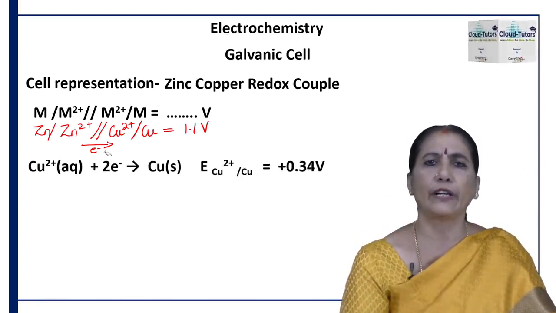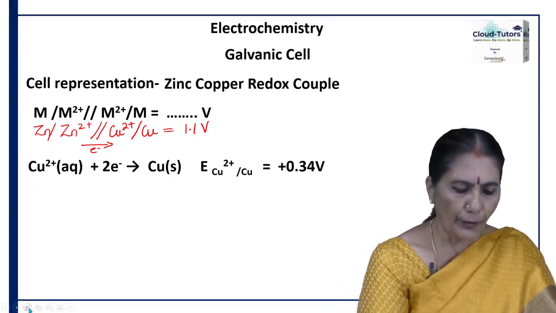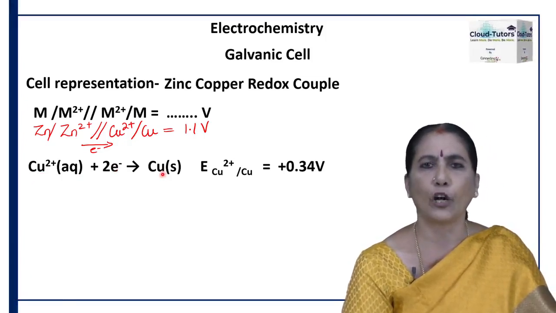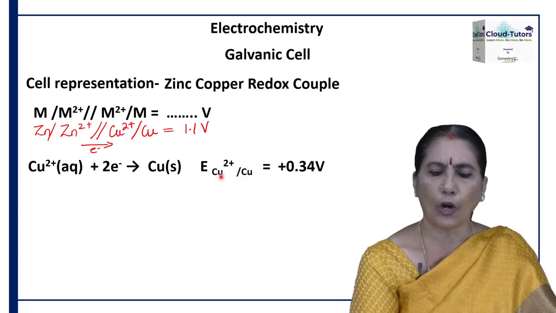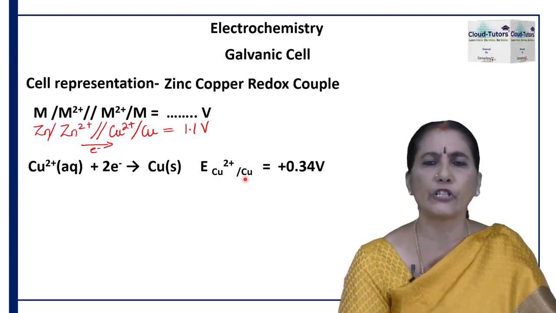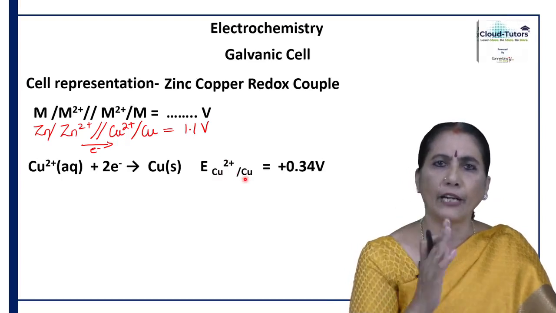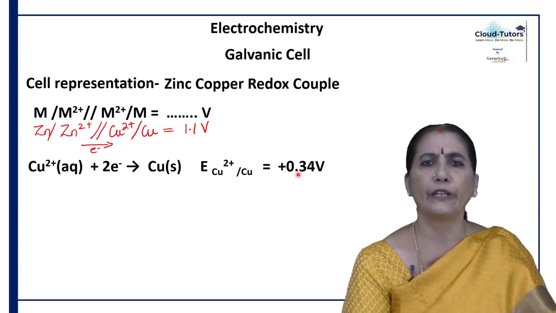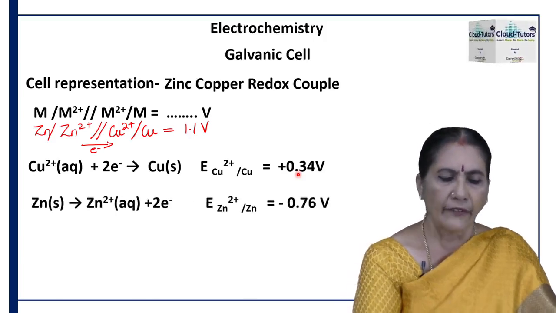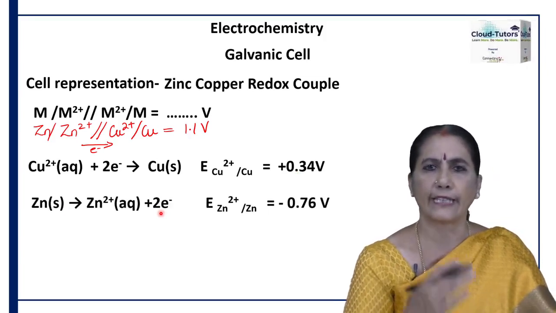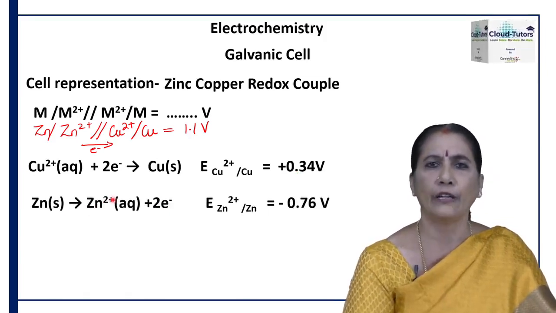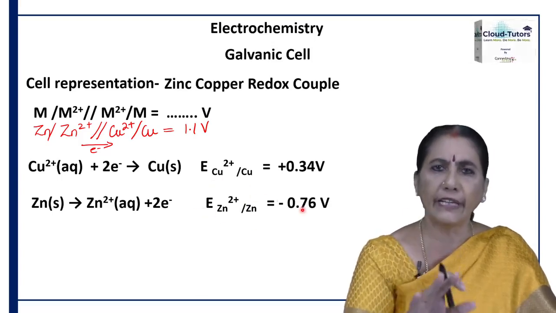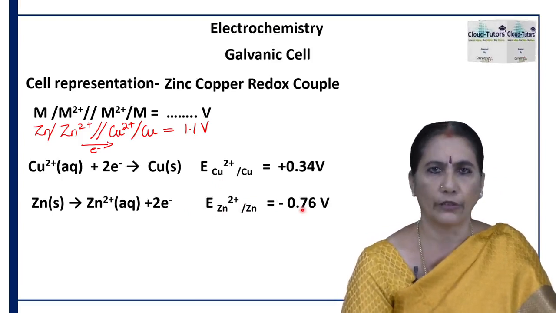So the two individual reactions which are taking place: copper 2 plus, if you see here, is gaining 2 electrons in order to become metallic copper. And E of copper 2 plus bar copper, that is the reduction potential value of copper 2 plus bar copper, is found to be equal to plus 0.34 volt. Whereas when zinc is undergoing loss of electrons, thereby becoming zinc 2 plus ion, the reduction potential of zinc is found to be equal to minus 0.76 volt.